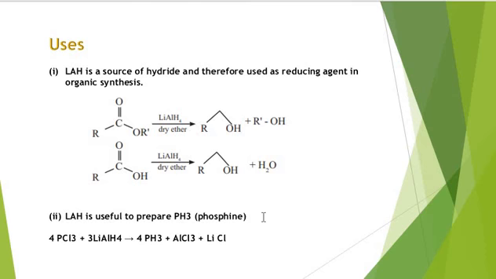Another use of LAH is to prepare phosphine gas. Phosphine formula is PH3, and if PCl3 is reacting with lithium aluminium hydride, it produces phosphine gas along with aluminium chloride and lithium chloride. So these are the uses of lithium aluminium hydride.